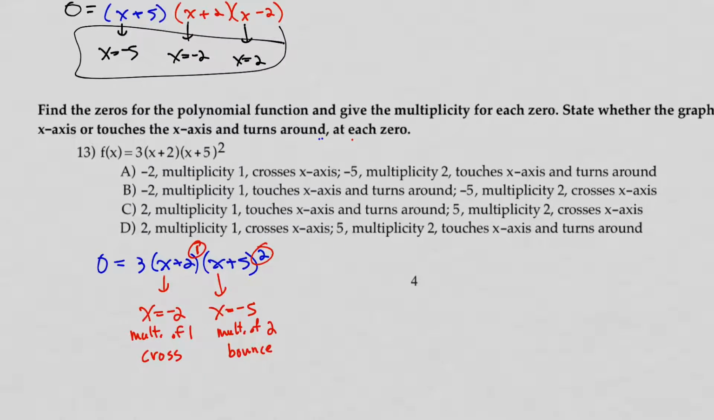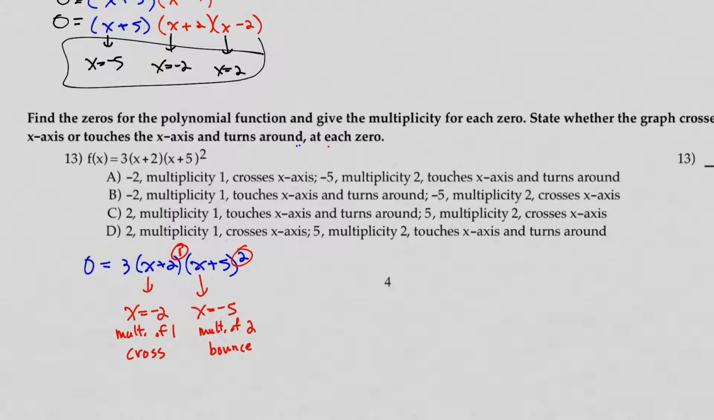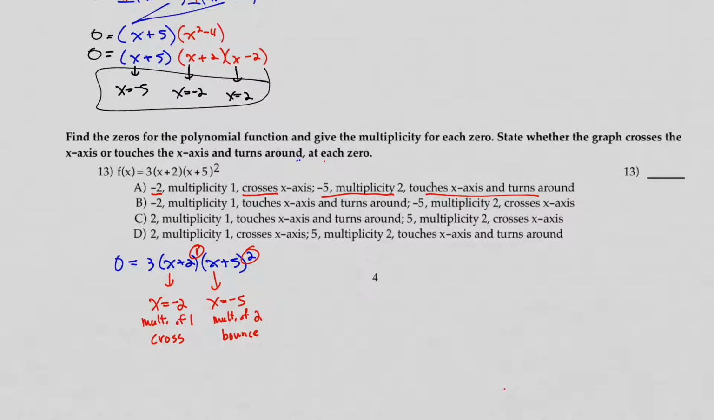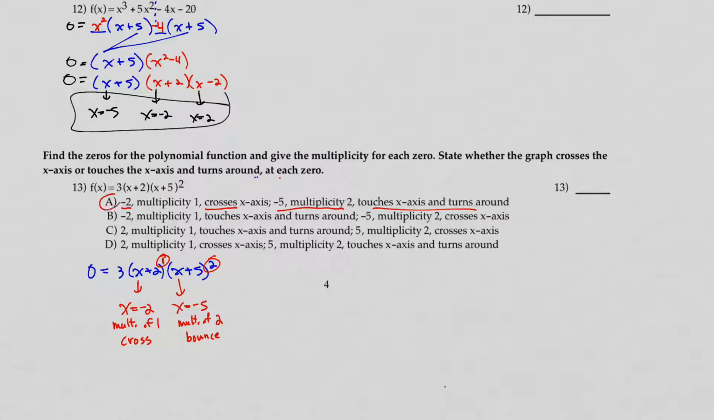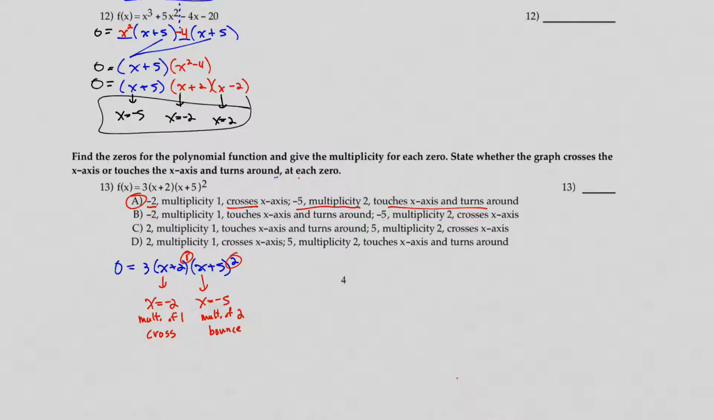Okay, so we just look for the right answer for that. So negative 2 is a cross. So there's negative 2, there's the cross right there. And negative 5 is multiplicity of 2, touches and turns or bounces, so that will be A in this case.